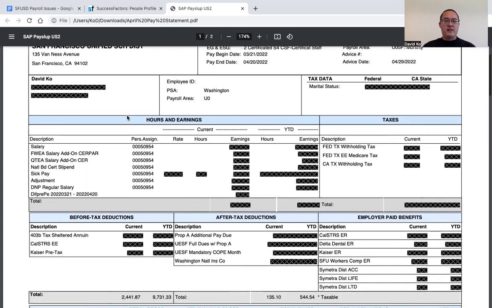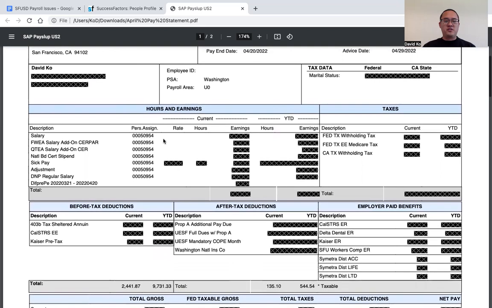And then when we look at the hours and earnings, this is where a large number of issues have been found. So the first thing to check is the salary, and the number that is over here should be the number that comes from the DNP calculator. This is your salary, not including the add-ons after DNP has been removed. The right column over here for year-to-date earnings is the amount that you have this month, plus all the months earlier in the calendar year.